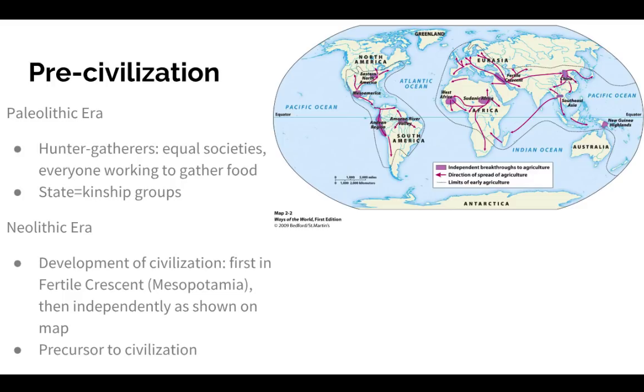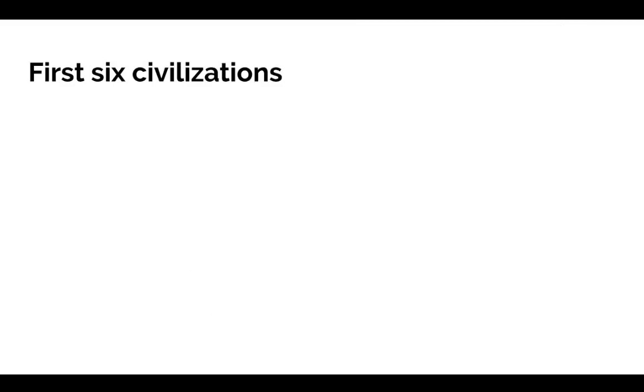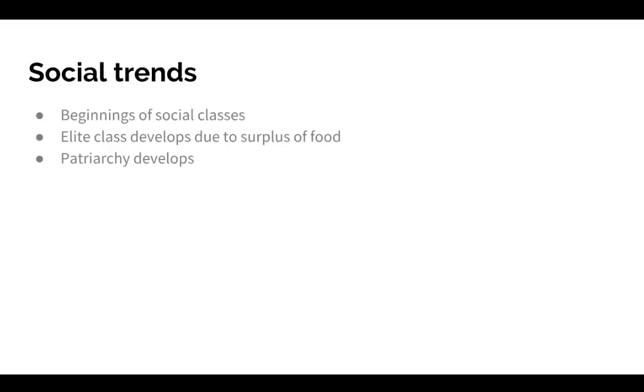And that agriculture was the development of civilization because it created a surplus of food and freed people up to have the jobs that are necessary for civilization, such as reading and writing, political jobs, rulers, military, those sorts of things. But our big focus for this unit was on the first six civilizations. This was chapter 3 in your textbook.